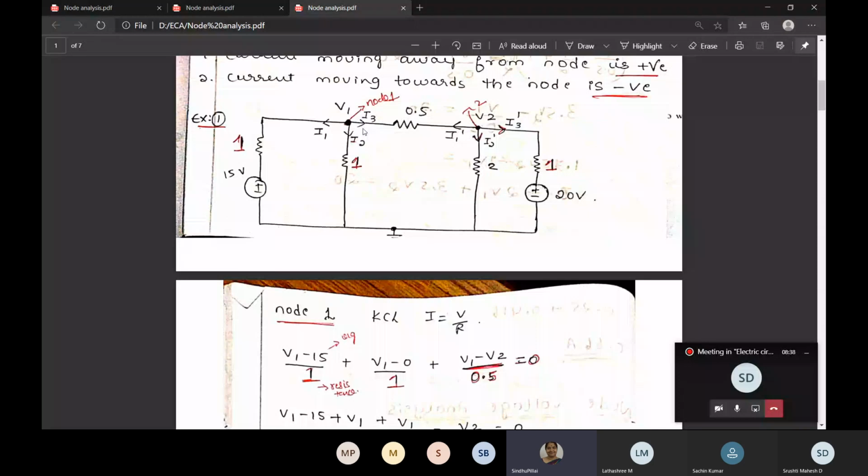Current is equal to voltage divided by resistance. Remember that current is equal to voltage divided by resistance. So we have here two voltages: V1 is one voltage, and one more voltage they have given here, 15 volts. So what will be the current in this branch? The current in this branch will be the difference in the voltage divided by the resistance. How much is the resistance? 1 kilo ohm is the resistance.